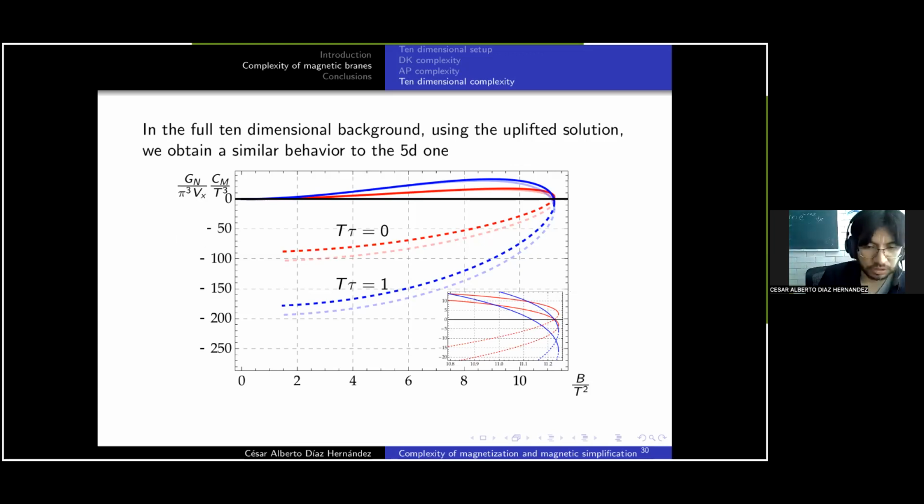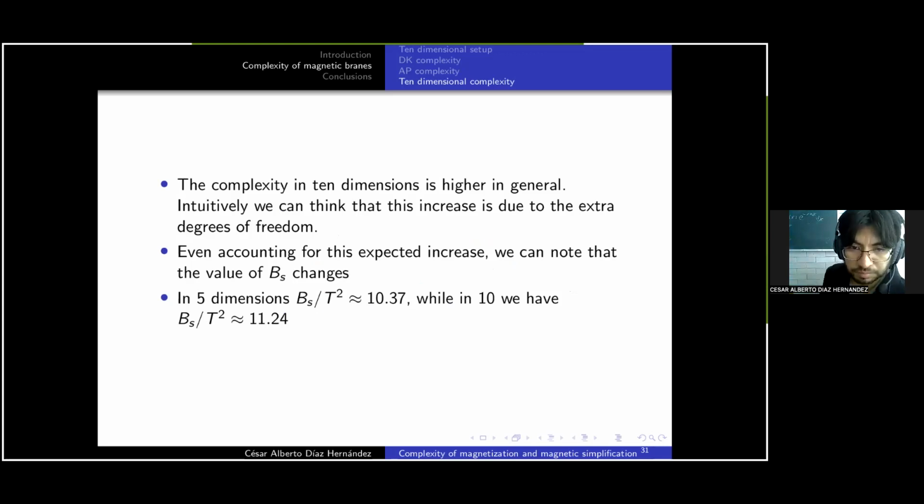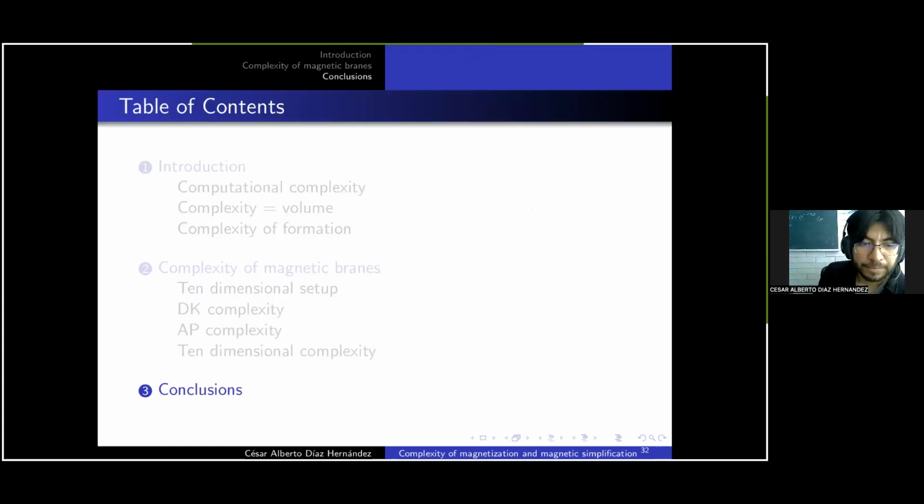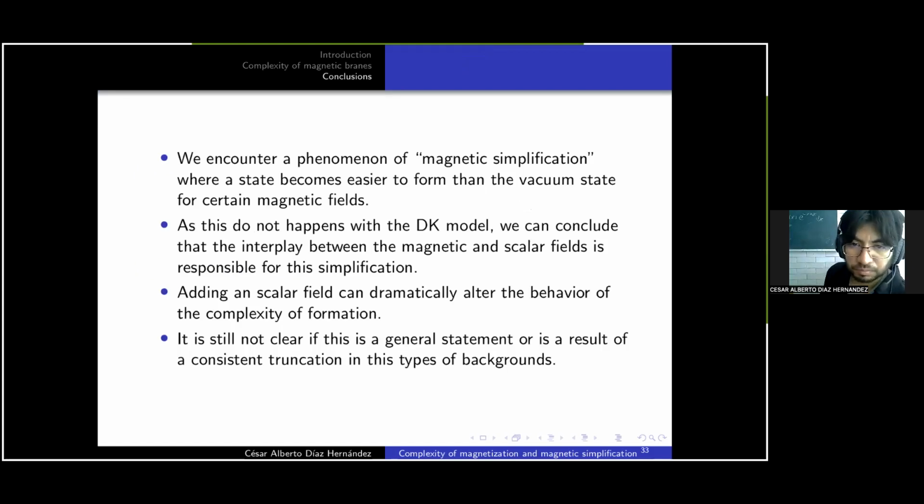So this magnetic simplification seems like it's not only a product of the consistent truncation we're using, but it seems that it's a phenomenon that occurs in general for the 10-dimensional setup, and in general for this type of background where a scalar field is involved. So in conclusion, we encounter this phenomenon of magnetic simplification, where the states become easier to form than the vacuum states for certain magnetic fields.